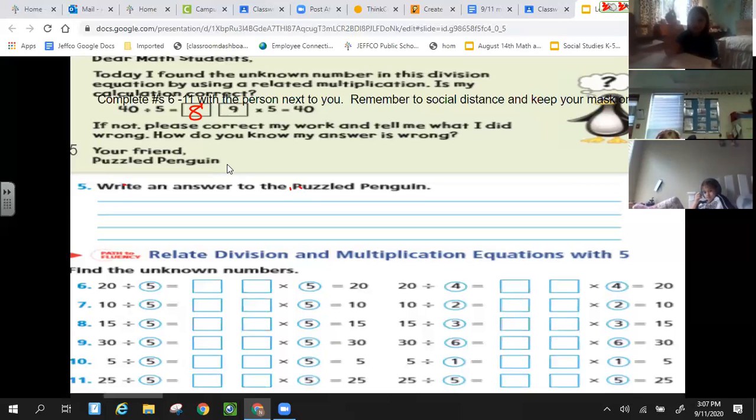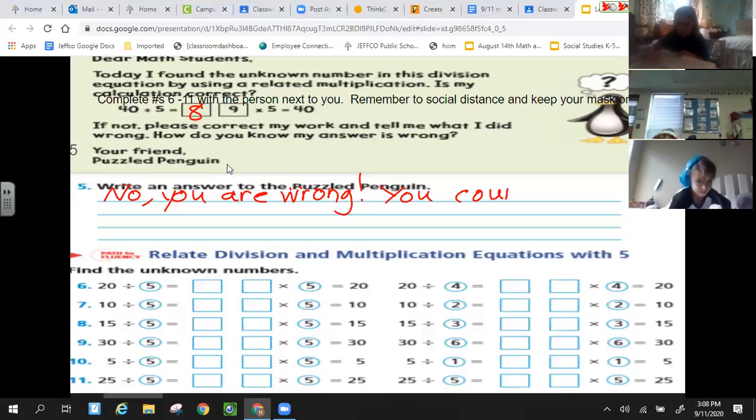So Puzzle Penguin, no, you are wrong. I don't think Puzzle Penguin has ever been correct. So you guys can write this in your own words. I'm just going to do an example. Think about your capitals and your punctuation. Just because we're in math doesn't mean we don't think about our skills for writing, right? We still want to be able to read it. No, you are wrong. And I like what you said, Sunny. You said you counted wrong. So I'm going to say that. You counted wrong.